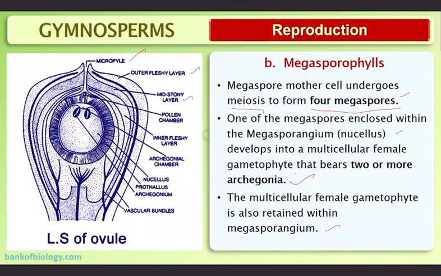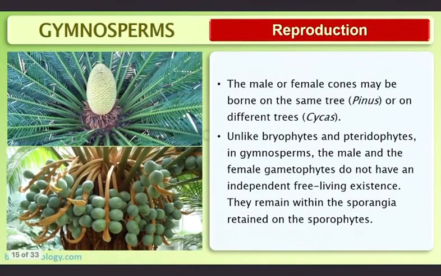So when we take the longitudinal section of the ovule, this is how it appears. There is an opening called micropyle on one side, and then there is the outer fleshy layer, then a storage layer in the midsection, the pollen chamber is present, and the inner fleshy layer, three layers are there. The archegonial chamber is there, presence of nucellus, I said nutritive tissue that provides nutrition to the growing embryo, presence of prothallus, then of course archegonium and vascular bundles, that is presence of xylem and phloem.